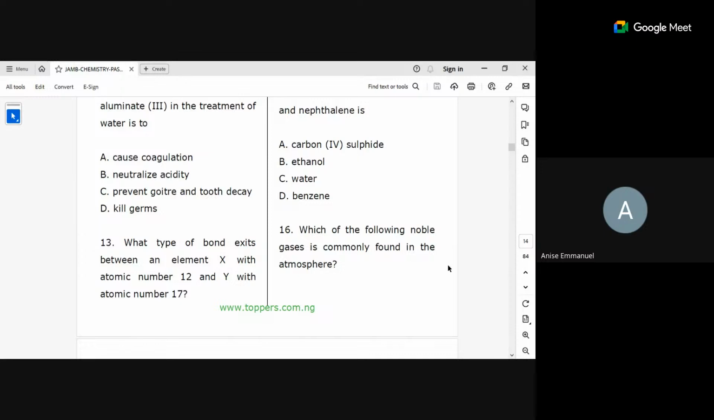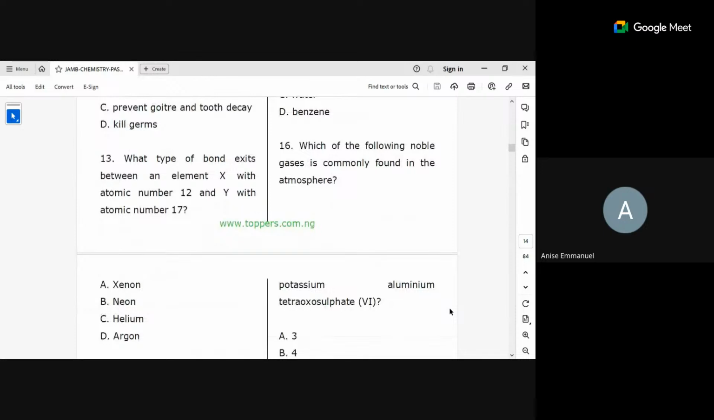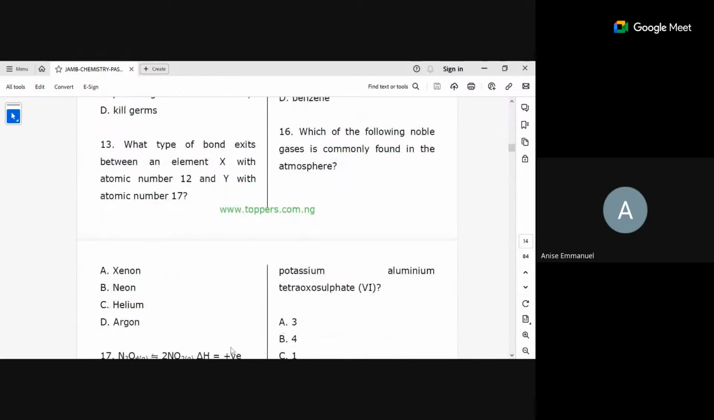They are the group what? The group 8 elements. So which of the following noble gases is commonly found in the atmosphere? In the atmosphere, the answer is helium. Helium is mostly found in the atmosphere, is the noble gas.